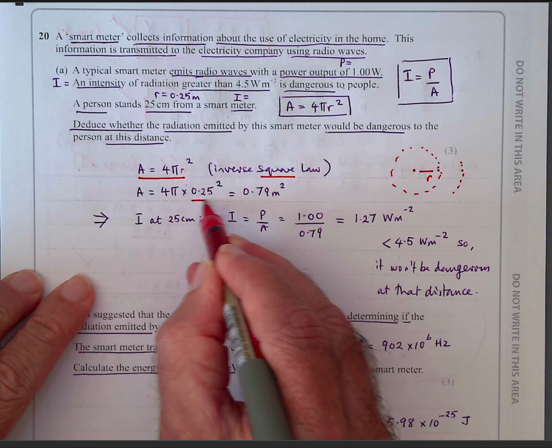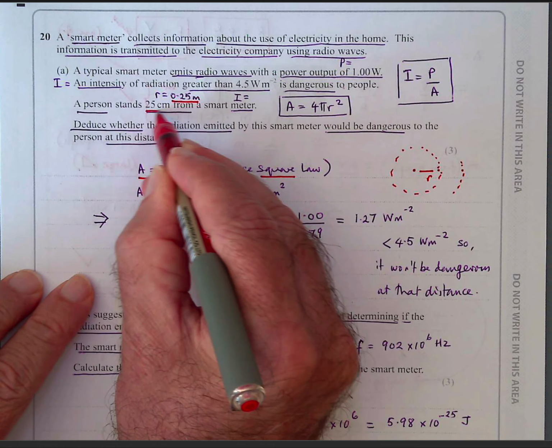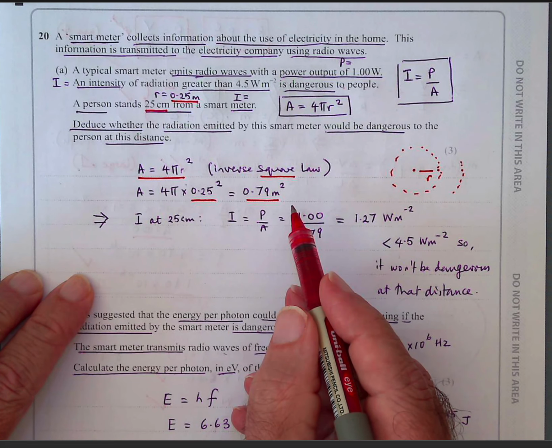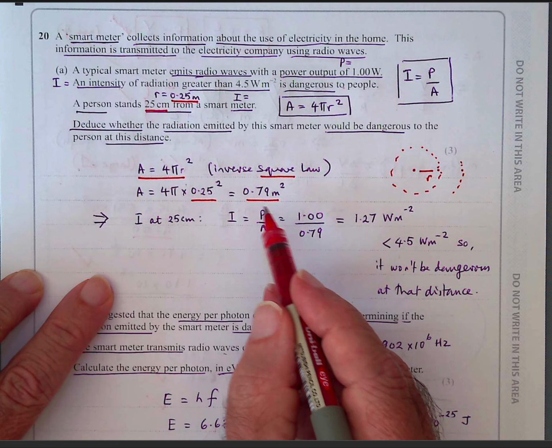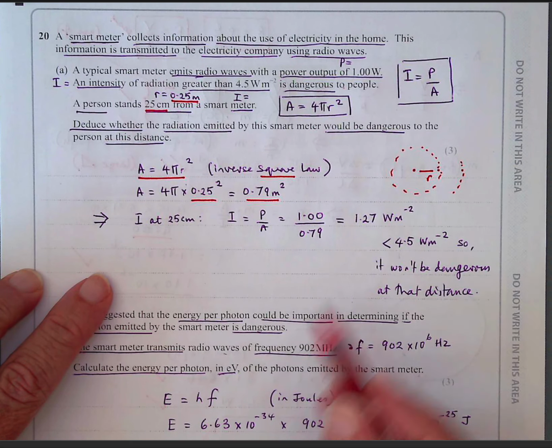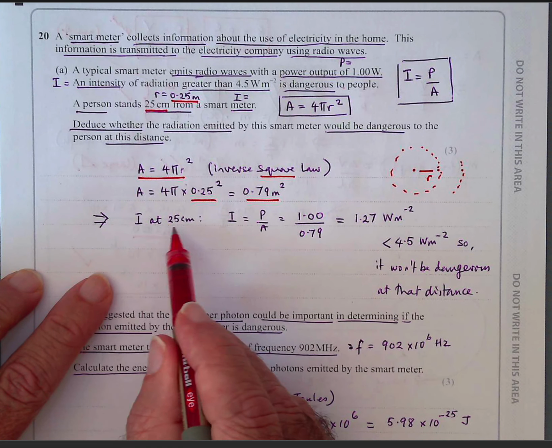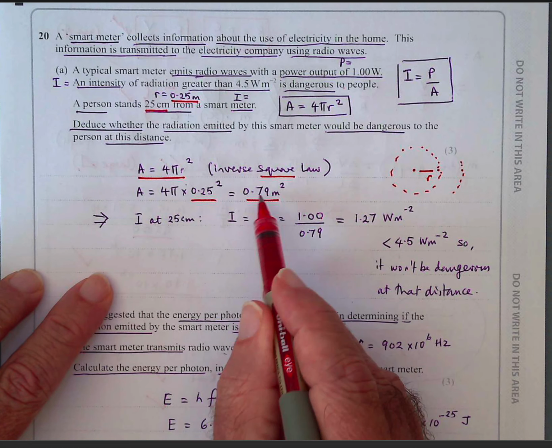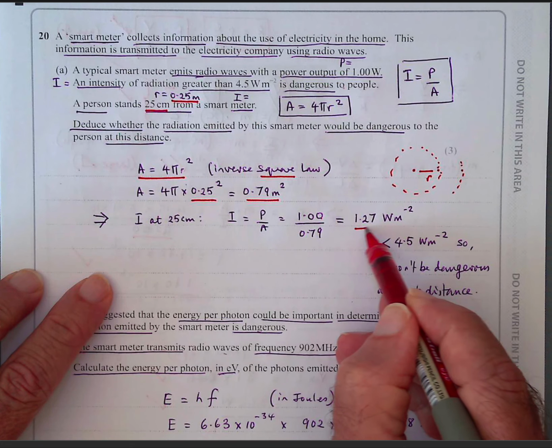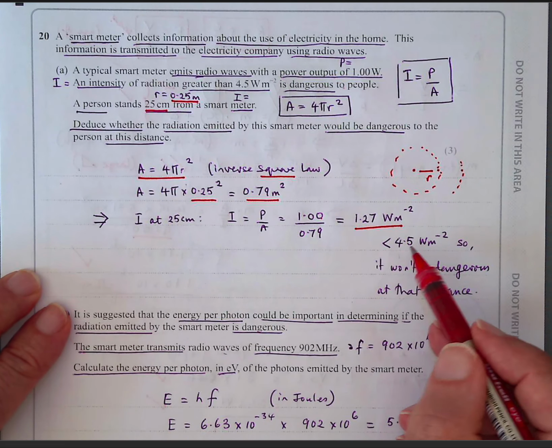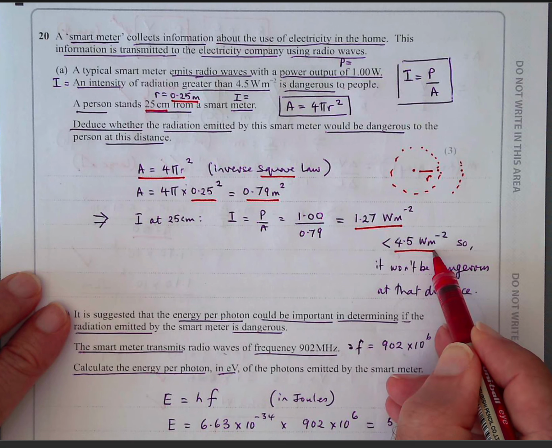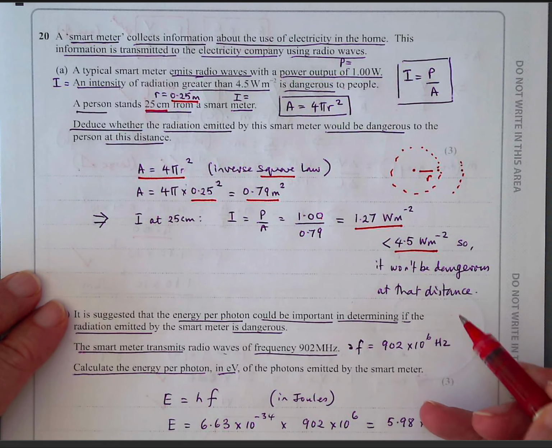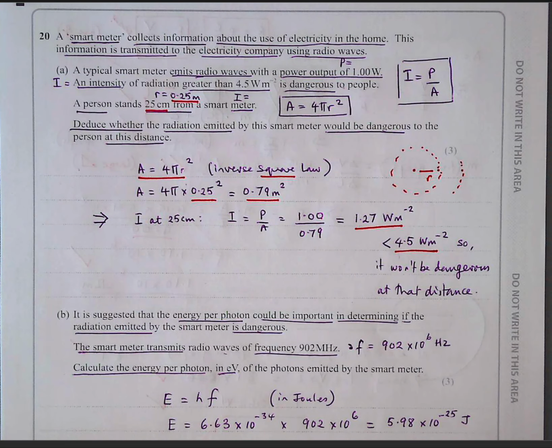Don't forget that r has to be changed to meters from 25 centimeters. That gives you an area at that distance of 0.79 meters squared. That's the surface area of the sphere at that distance. So the intensity at 25 centimeters can then be calculated. The power is 1, the area is 0.79. It gives you an intensity of 1.27, which is less than the 4.5 safety limit. So it would not be dangerous at that distance based on the information provided.